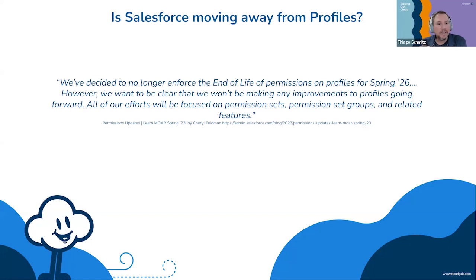Fine, fine, but this is fine for customers that are just starting their project. Imagine the scenario where you have a complex org with a lot of profiles and permission sets as well, together in the same org. How can such a project approach a full migration to permission sets?